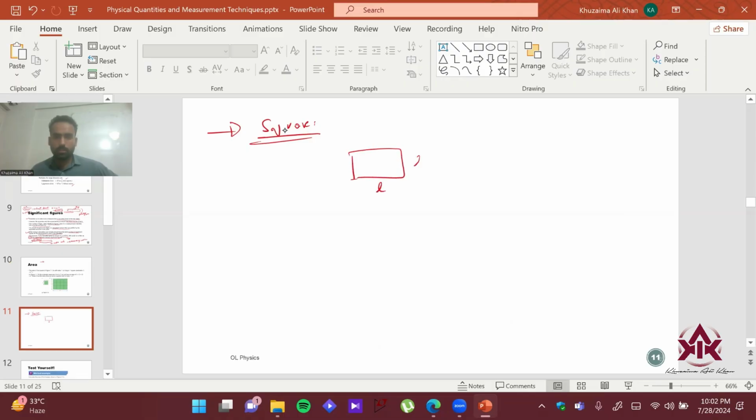Its length is L centimeter by L centimeter. How to compute the area? The area is simply length into length. That is L square, right? L square.